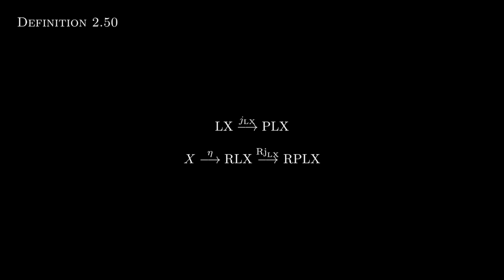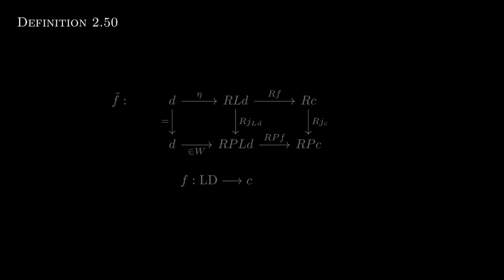Finally, let's see that 3 implies 4. So suppose LD to C is a weak equivalence, where D is cofibrant and C is fibrant. We want to show that its adjunct is a weak equivalence as well. Well, it fits into this commuting diagram. Notice that the bottom left is the composite derived adjunction unit, and we assumed by 3 that these were weak equivalences.